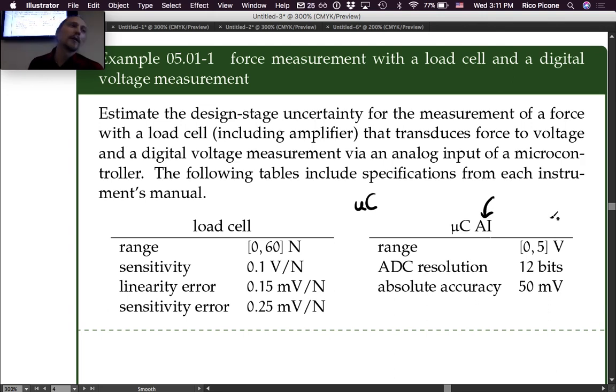So a microcontroller that you might do some prototyping with and is cheap and fun and I recommend would be like an Arduino, right? That's a microcontroller that has analog inputs to it, so you can measure analog voltages coming in. So it has the following specs, this analog input. It has a range from 0 to 5 volts, an analog to digital conversion resolution of 12 bits, we'll talk more about that, and an absolute accuracy of 50 millivolts. So those are common specs.